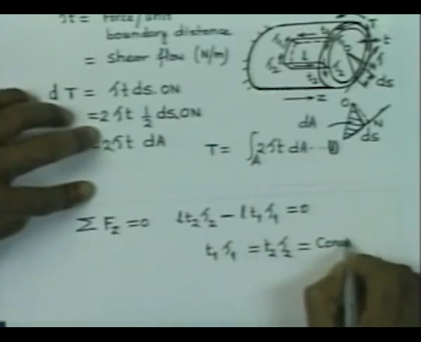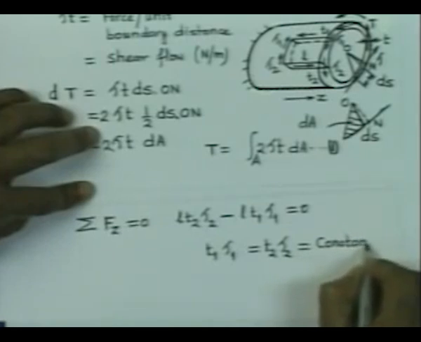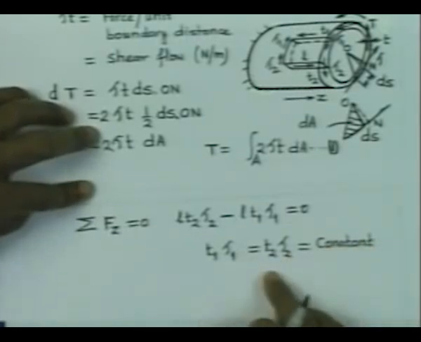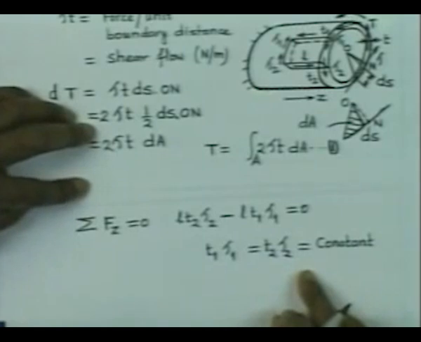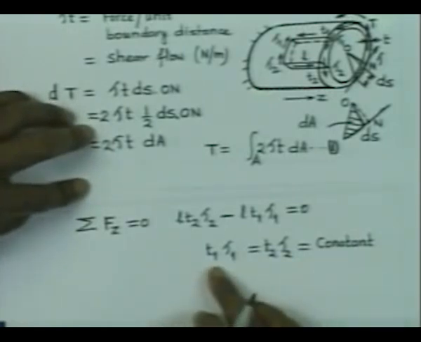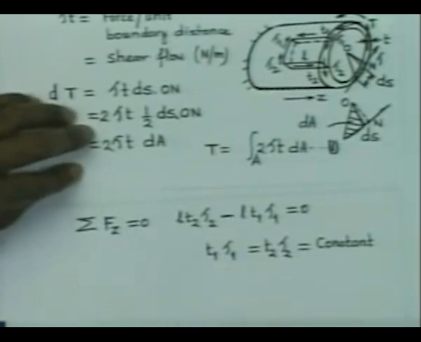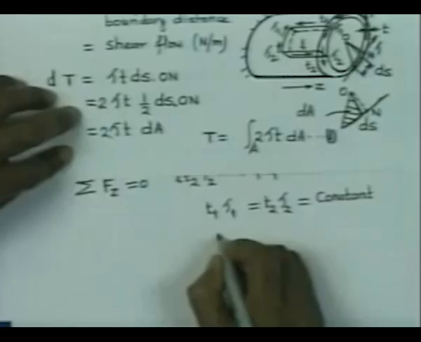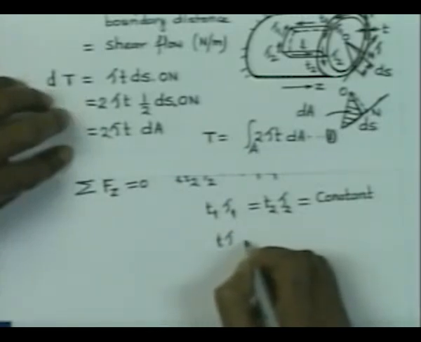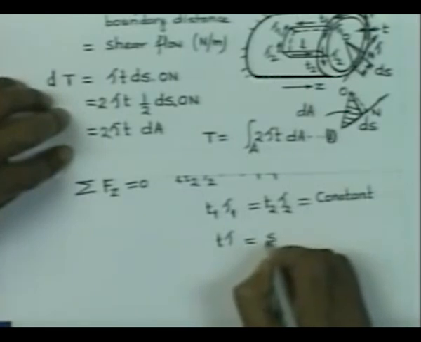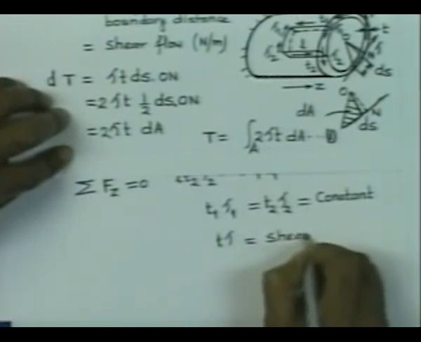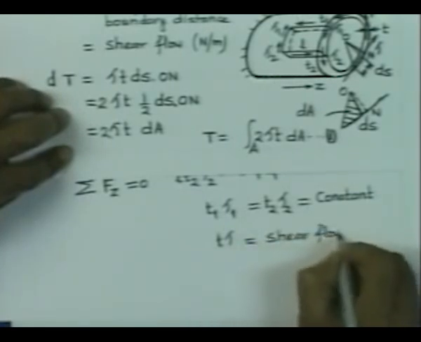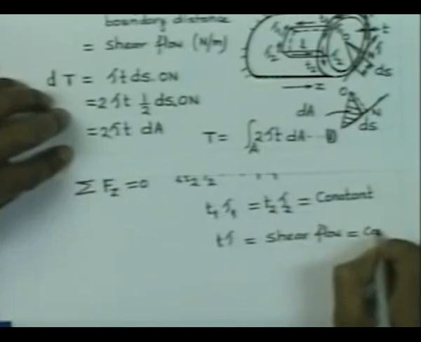We have taken two arbitrary points with thickness T1 and T2. So, it is true for any thickness that shear stress at the location multiplied by the thickness is a constant. This, therefore, we can write tau into thickness, tau into T, is shear flow, is constant.